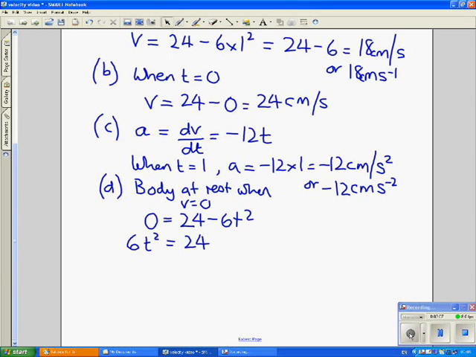Divide both sides by 6, giving us t squared equals 4. And so t is going to be the square root of 4, and that is plus or minus the square root of 4, which is plus or minus 2. But to put this into context, we can't have negative time, so therefore the time would be 2 seconds.